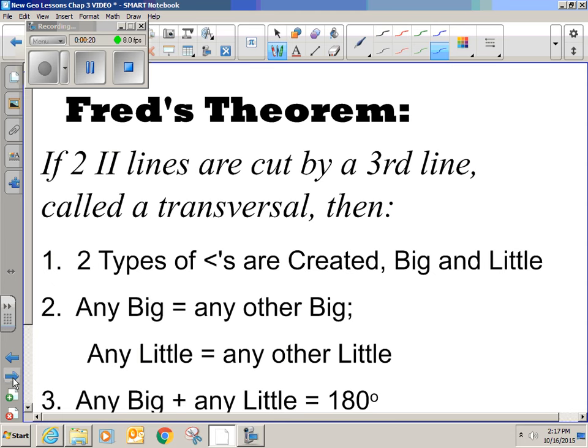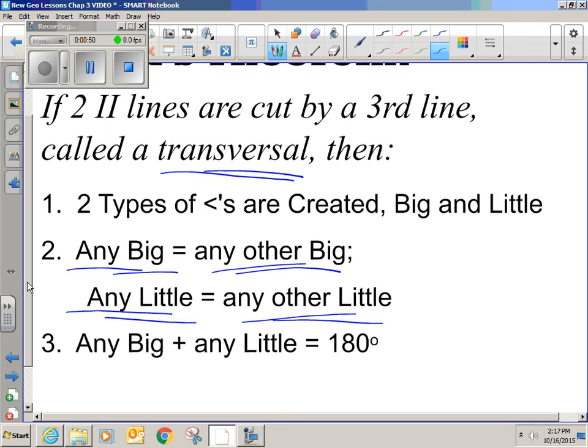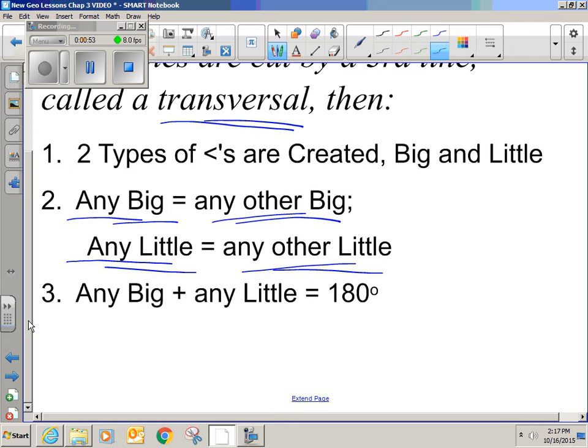Fred has a theorem. He says, if two parallel lines are cut by a third line, we call that third line a transversal, then three things happen. One, two types of angles are created, bigs and littles. Number two, all the bigs are equal to all the other bigs, and all the littles are equal to all the other little angles. Lastly, number three, any big angle plus any little angle will always add up to 180.